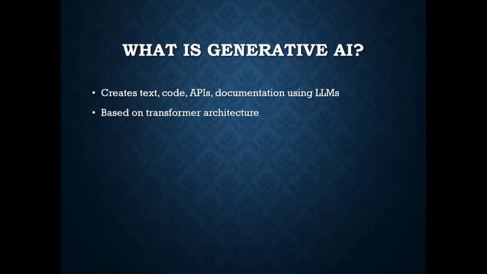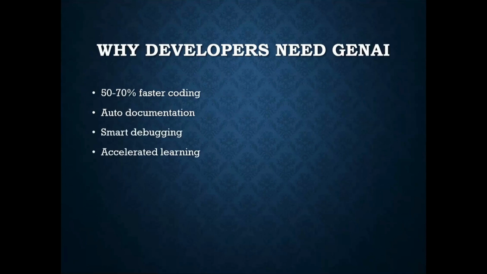which can give the best results to the end users. So why do developers need GenAI? Because with these tools, we don't actually need to do the coding. It can make coding 50 to 70% faster. I would say 50 to 70% is also less; I can say 80 to 90%, it can make coding very fast.